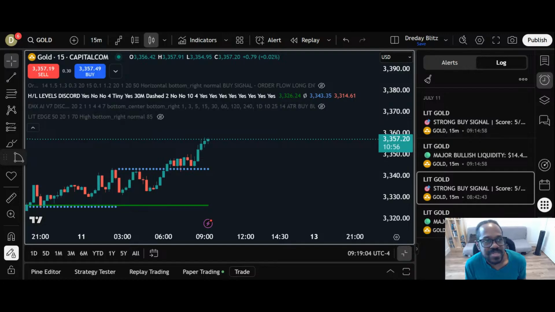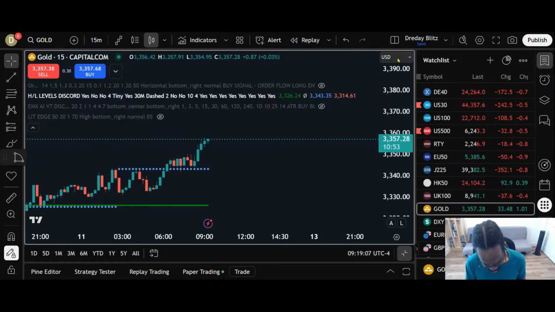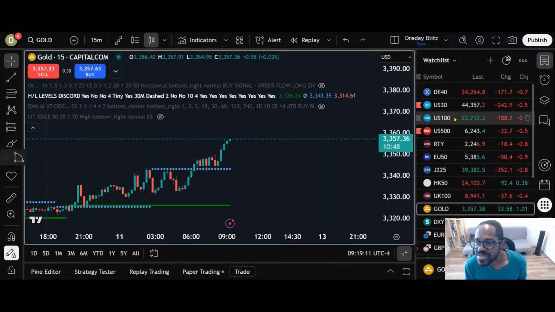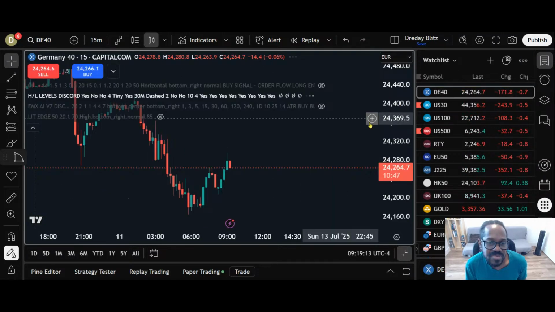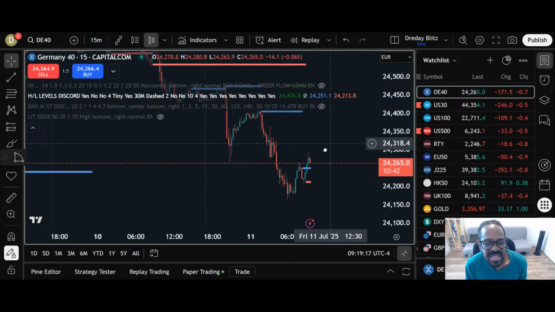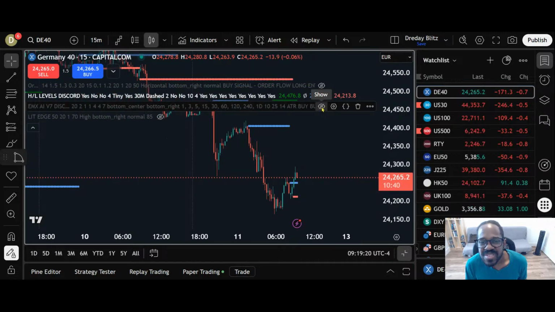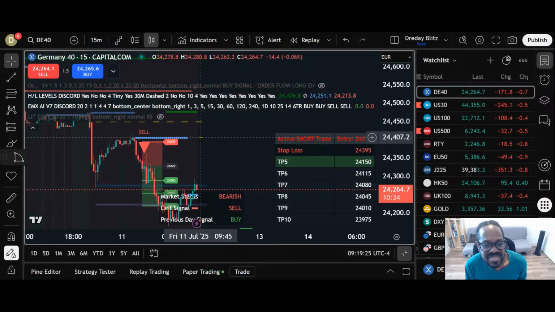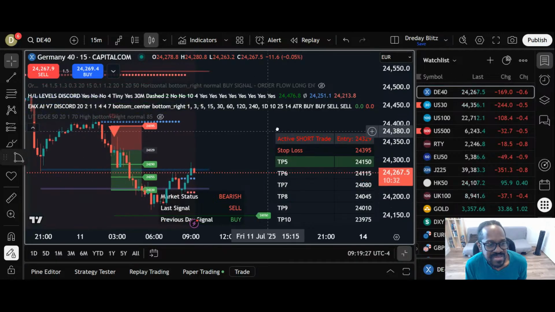Different setup here. I was looking at gold earlier, so we're going to go back here and see exactly. Open EMXAI. This is my custom indicator that I created.